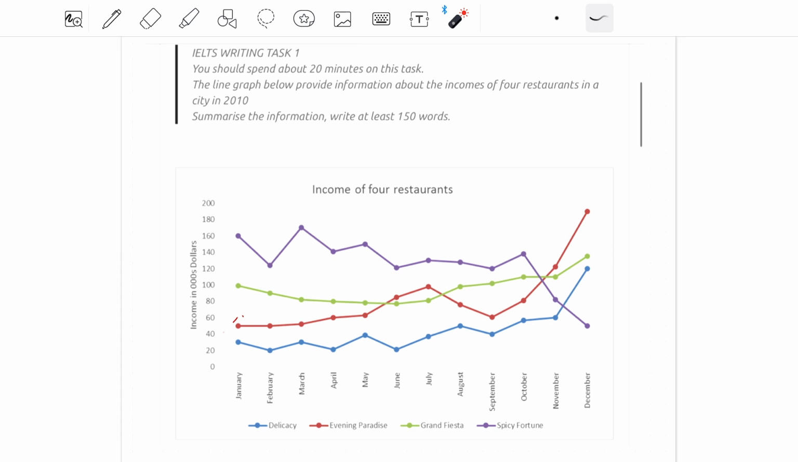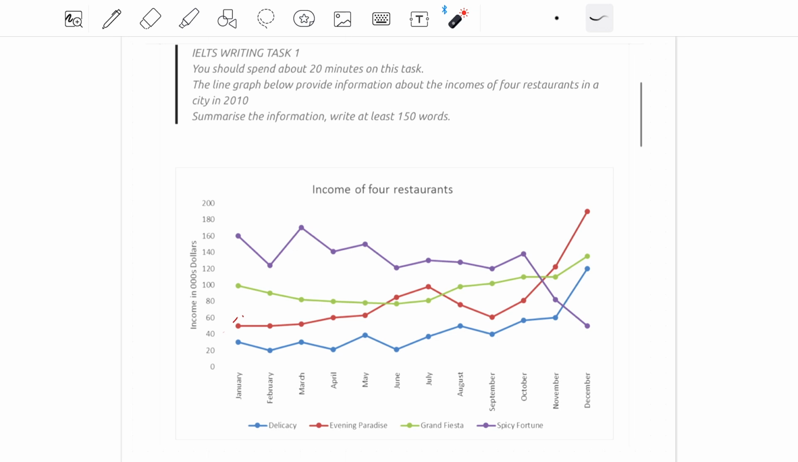The first thing is that we can clearly see that this restaurant, which is highlighted in purple, Spicy Fortune, was the highest earner, right? Now the income fluctuated, but it remained the highest earner till October, after which its income rapidly declined. So this is a key feature which you need to highlight.